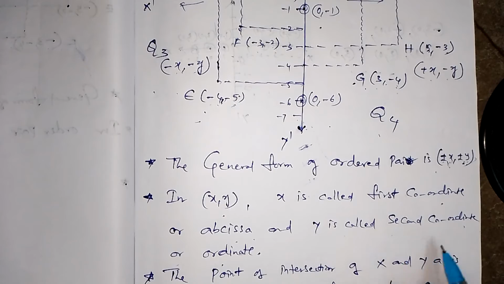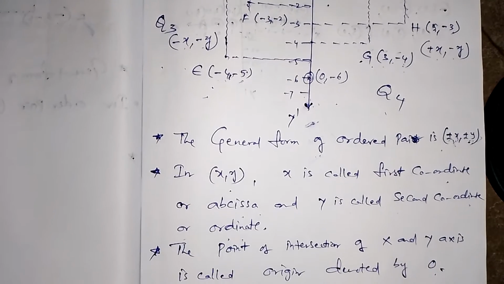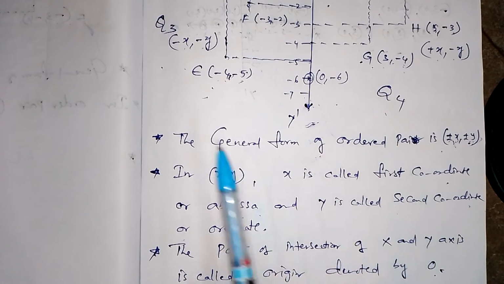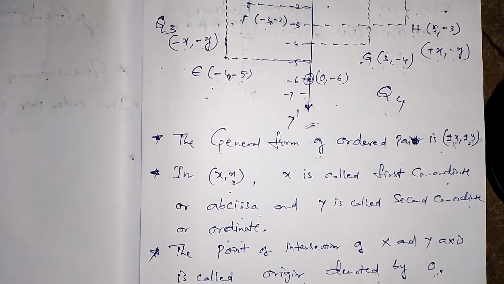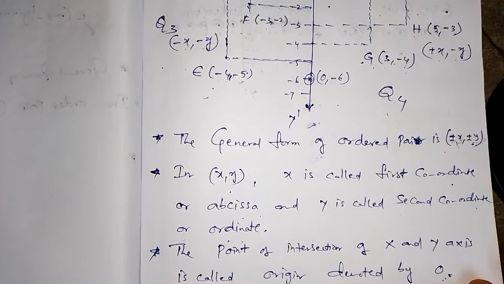What is the name of the y coordinate? It is the ordinate. The point of intersection of the x and y axes is the origin, which is denoted by O. The coordinates of the origin are O(0, 0). I hope you understand.